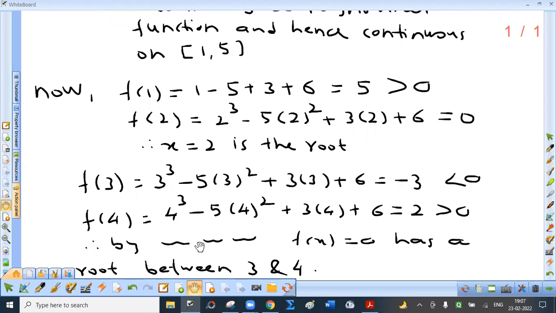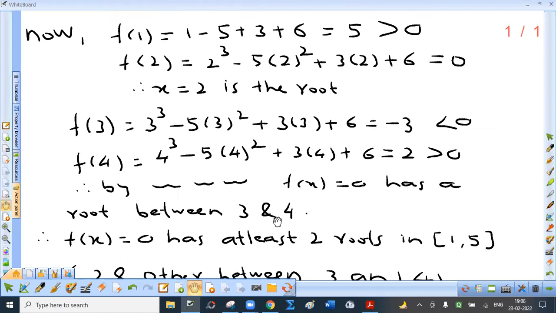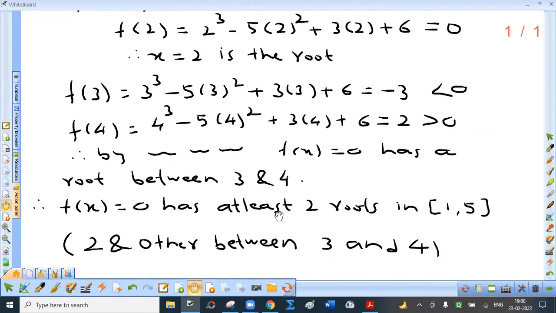Here you have to say, therefore, by the intermediate value theorem, for a continuous function, f(x) equal to 0 has a root between 3 and 4. This means f(x) equal to 0 has at least 2 roots in the interval (1, 5), 2 and the other between 3 and 4.